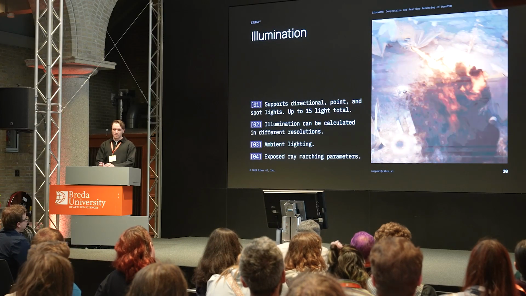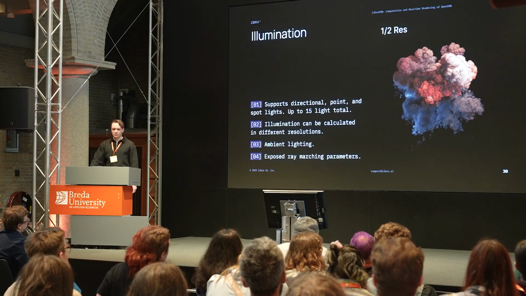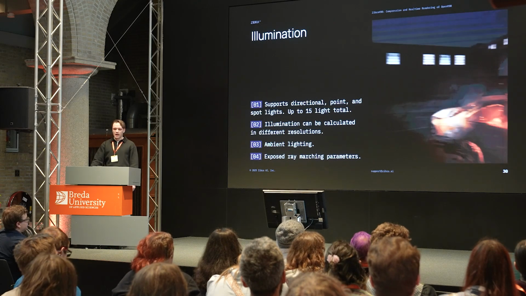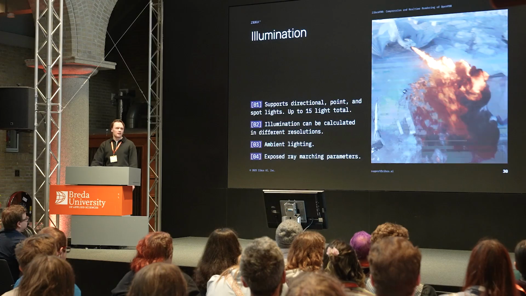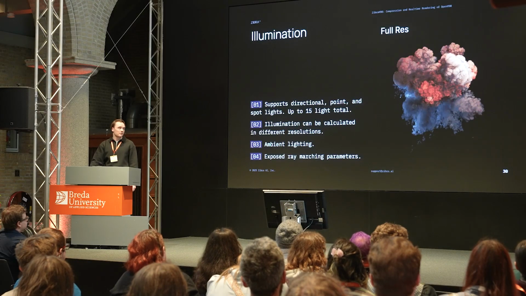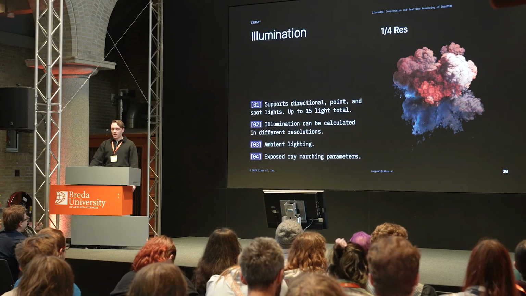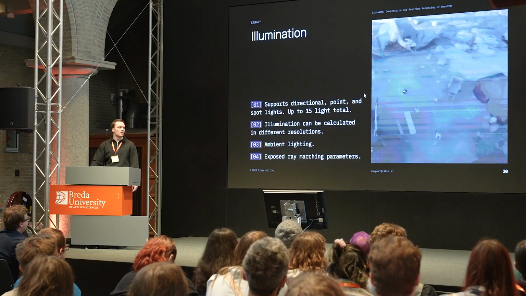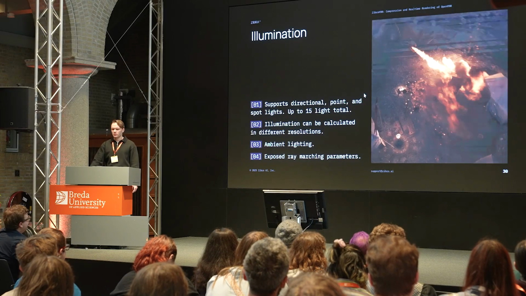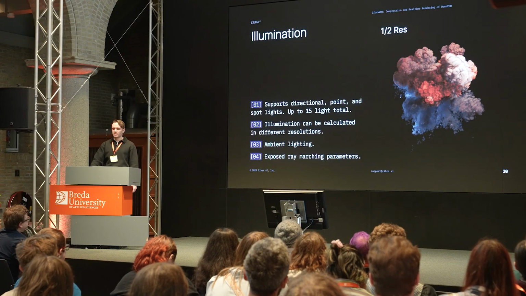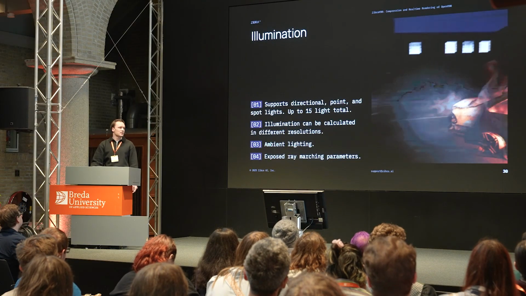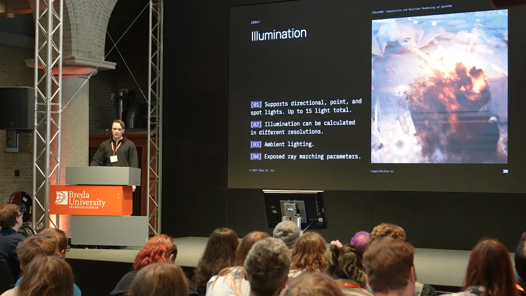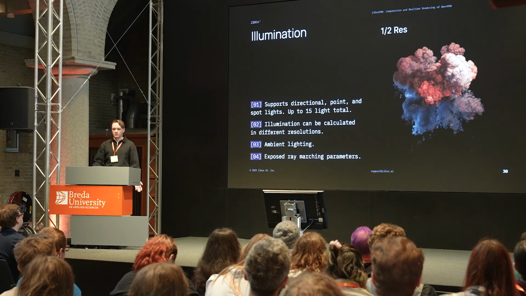Let's now talk about features. Illumination of our effect supports 3 types of lights: point, directional, and spotlights. You can have up to 15 lights in the scene. It doesn't really make sense to support more than that, so we just cut it there. We are rendering volumes at lower resolution, because this is usually how volumetric renderers work. You don't calculate illumination in full res. This is too slow, and it doesn't really make much difference between full res and half res. But you can render it in full res also if you want.